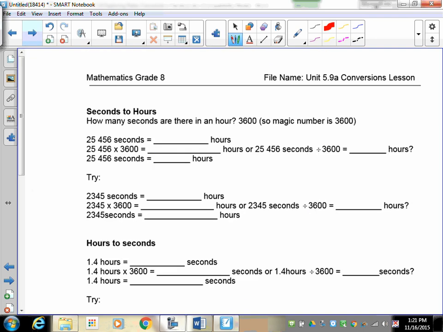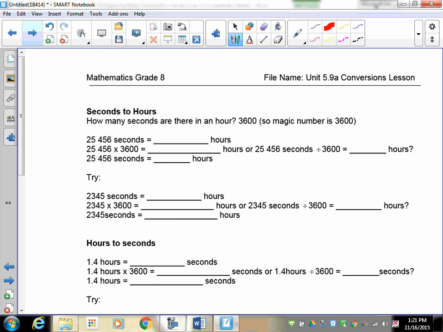The magic number in this case, 3,600. Now you can do this one with two conversions. You can go from seconds to minutes and then minutes to hours. Do two conversions at 60, or you can do it in one conversion because 60 times 60 is 3,600. So here we go. How many seconds to hours? I have 25,456 seconds. I want to know how many hours that is.